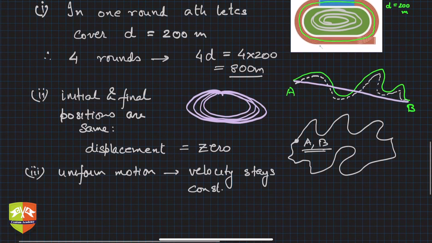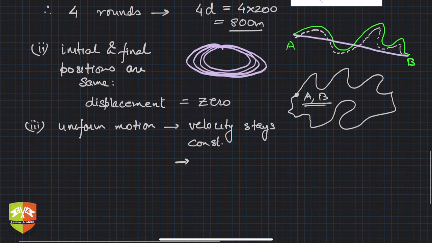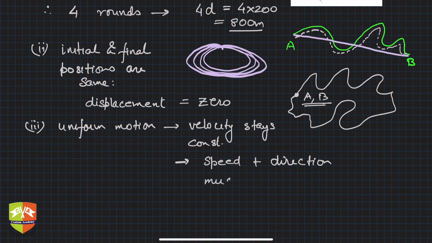And what is velocity, guys? Velocity is nothing but speed plus direction. Speed plus the direction must stay the same. That is, speed should be constant, that means it should cover equal distance in equal intervals of time, as well as direction should be constant.